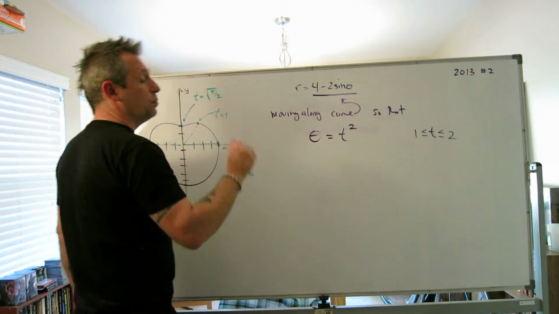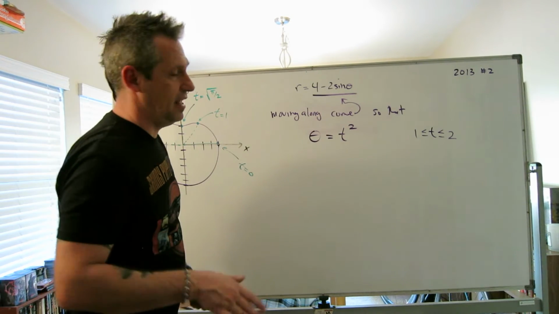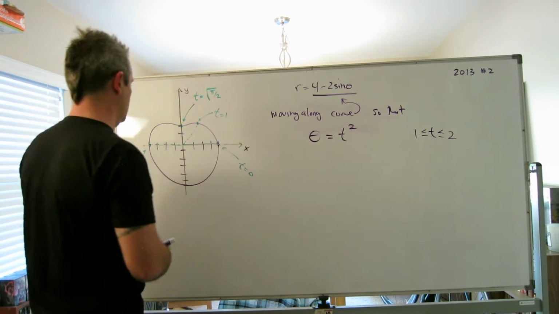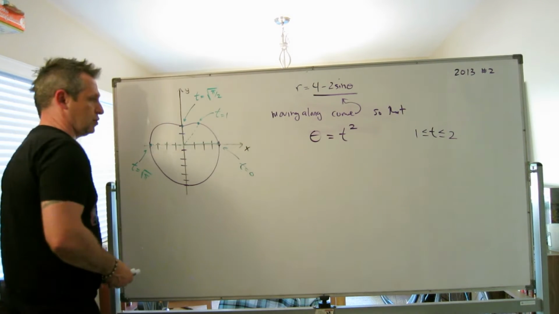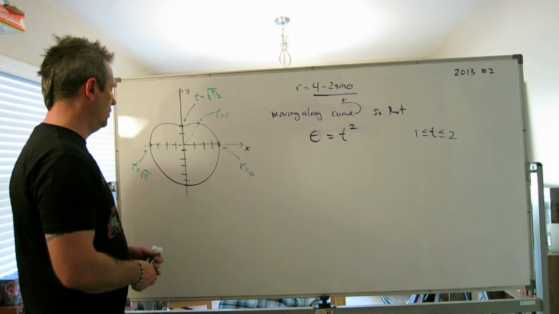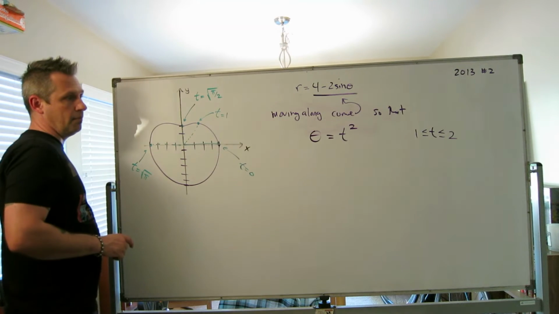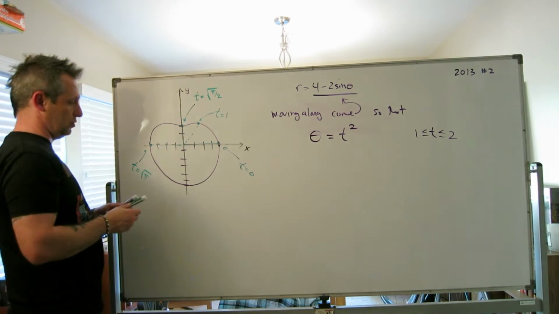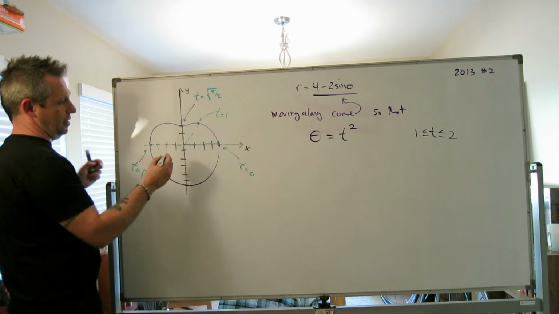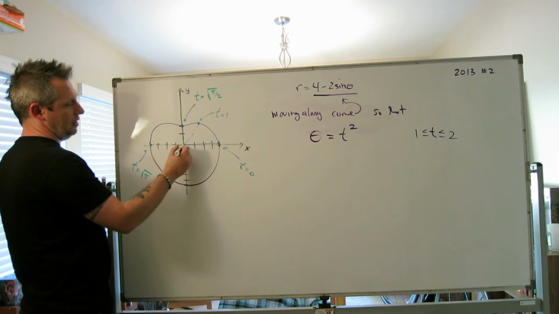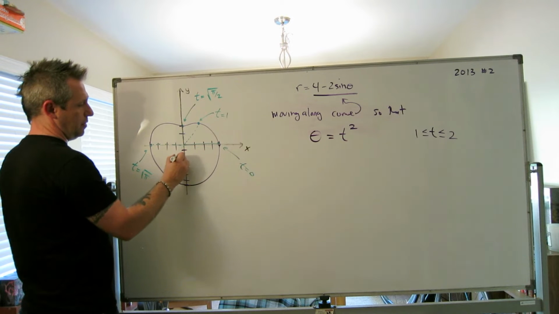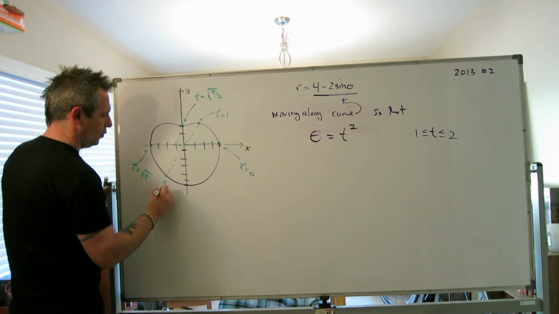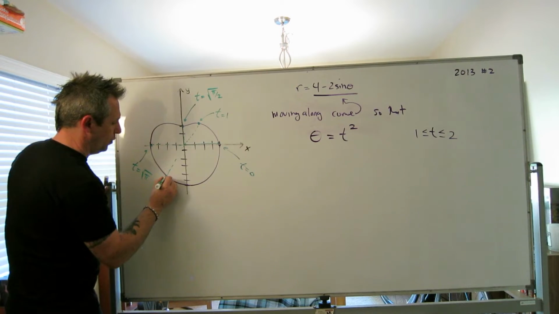At time root pi, note that that's still less than 2, by the way, I end up being here. And at t equals 2, we'd end up getting theta equals 4. I don't know, that's somewhere down here, probably right around here. Here we are at t equals 2.